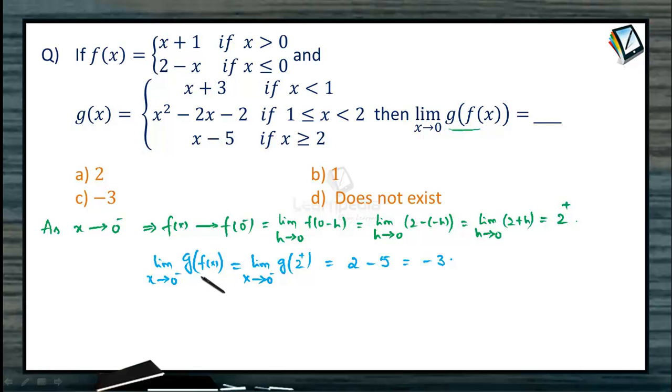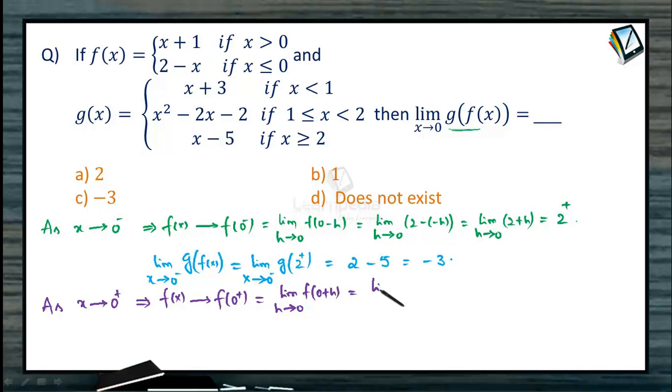So for that what do we need? We need to evaluate the right hand limit as x tends to 0 plus. So let's calculate as x tends to 0 plus. Again let us observe the functional behavior of f(x). f(x) tends to f(0 plus). Now that is the same as limit h tends to 0 of f(0 plus h). Now how is the function defined to the right side of 0? When x is greater than 0, f(x) is defined as x plus 1.